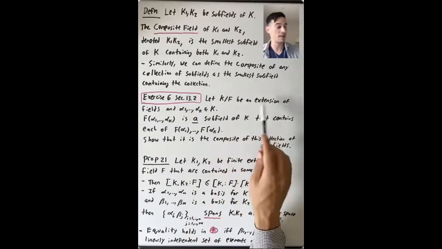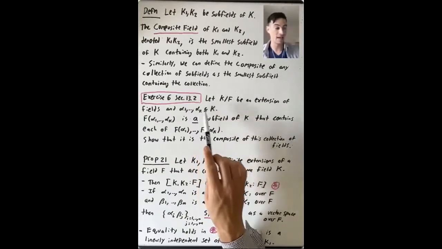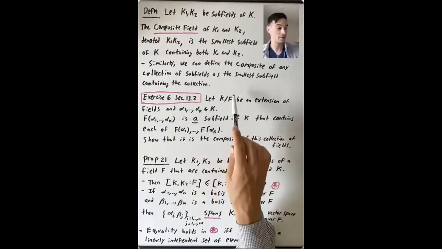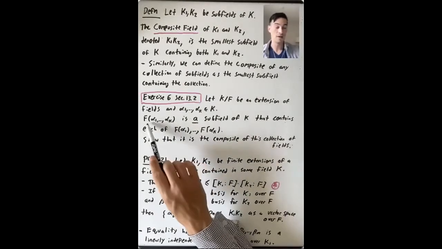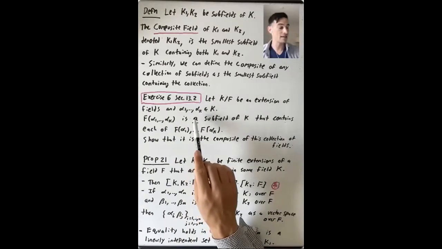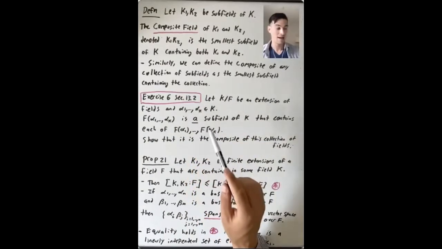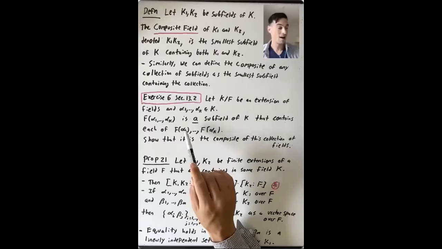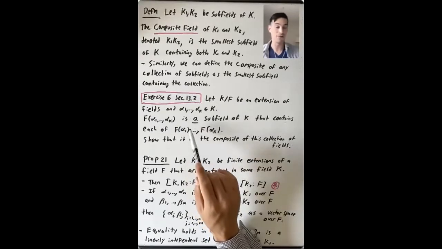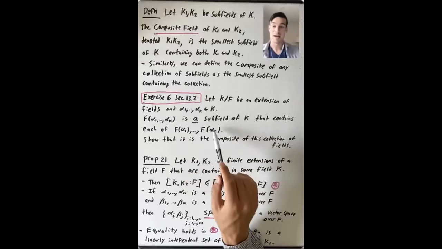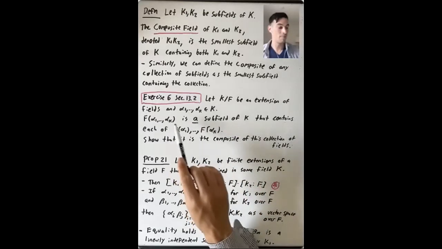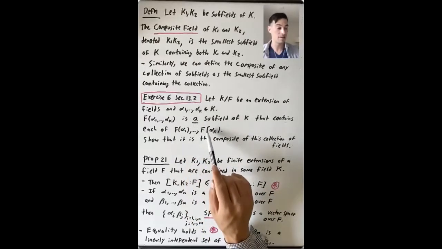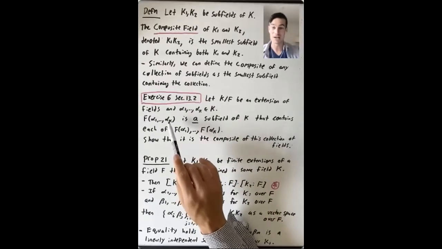If you have K over F being an extension of fields and alpha 1 up through alpha k being in K, this bigger field, then you can take the field generated by alpha 1 up through alpha k over F. And that is a subfield of K. And it clearly contains each one of the field generated by alpha 1 over F, the field generated by alpha 2 over F, and so on. So the composite of this collection of fields is clearly a subfield of this field generated by alpha 1 up through alpha k over F.